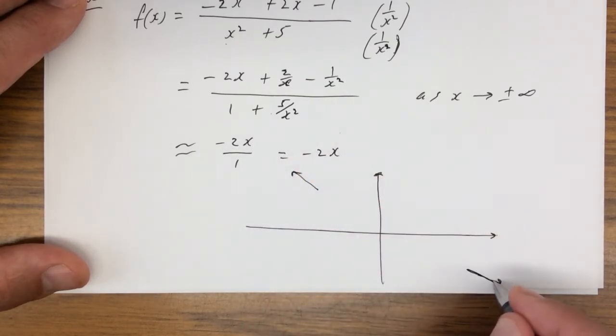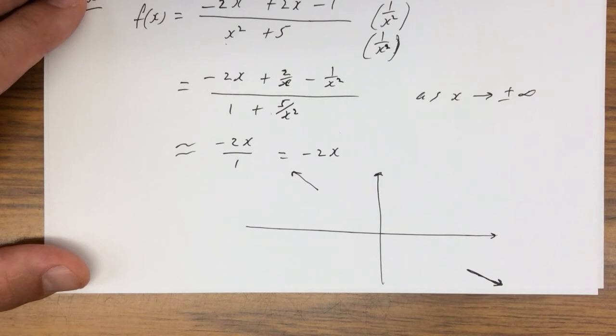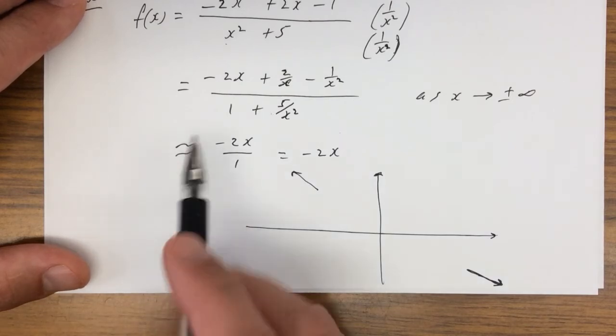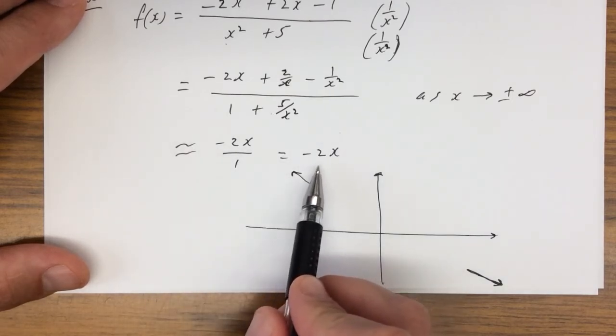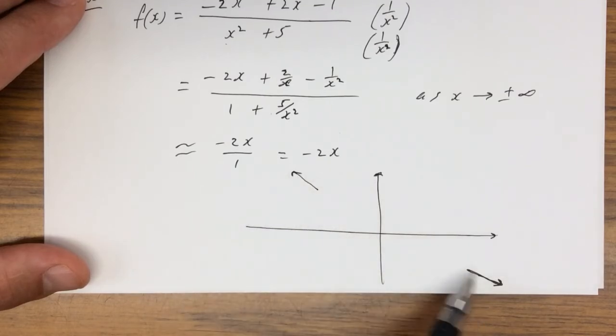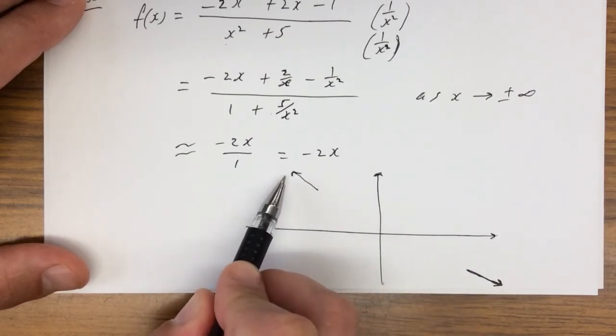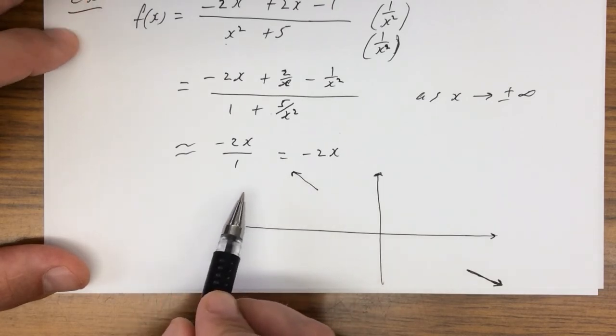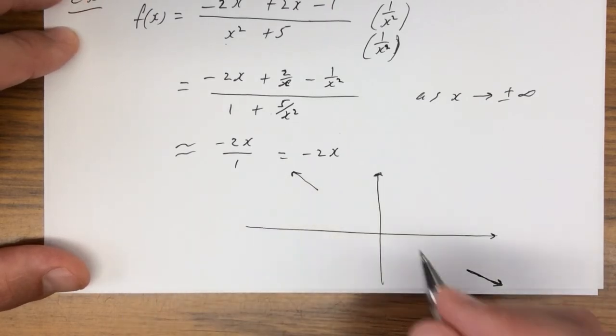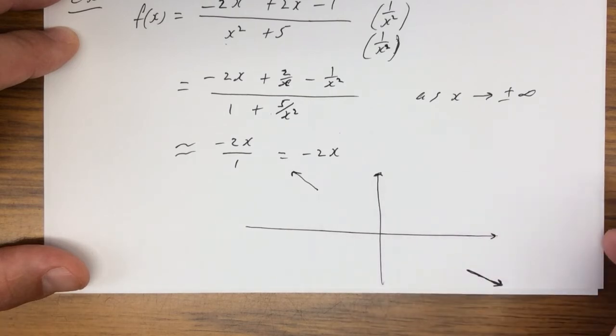Okay, and this is a special type of difference because the end behavior is linear. And this line here becomes basically an asymptote. Non-horizontal, non-vertical asymptote. It's called an oblique asymptote. And I'll look at that a little later in another video.